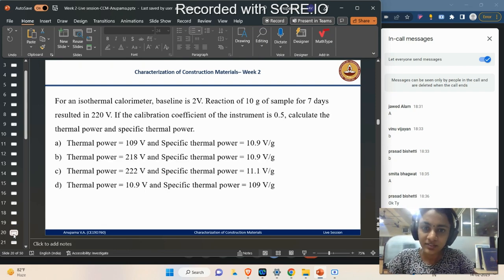Okay. So this is something which you have to work out. For an isothermal calorimeter, baseline is 2 volt. That is, when there is no sample kept, it shows 2 volt.